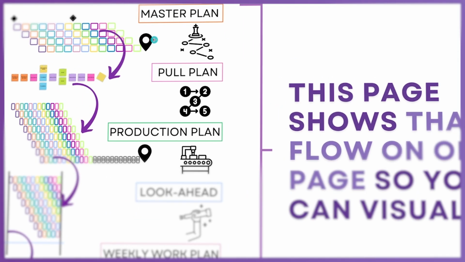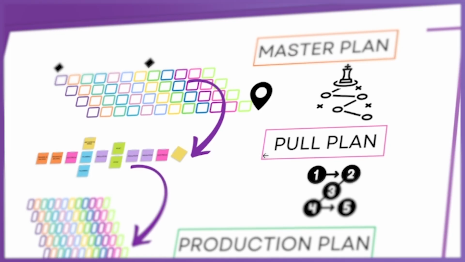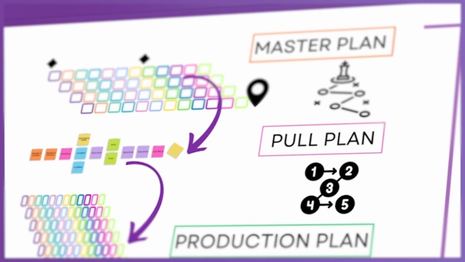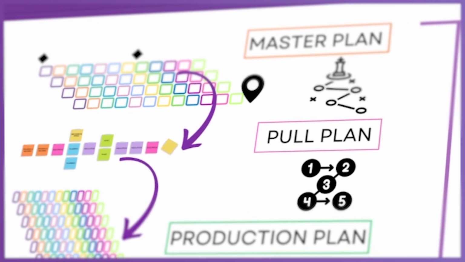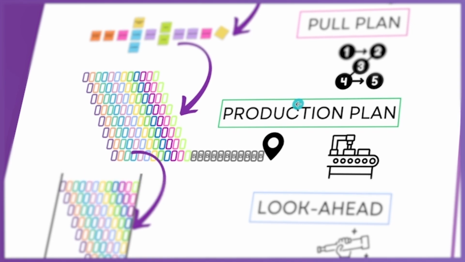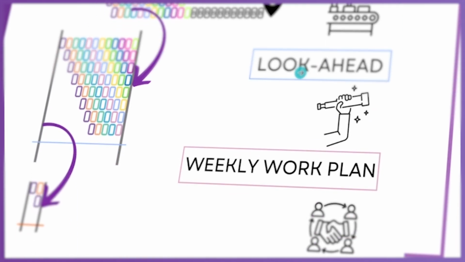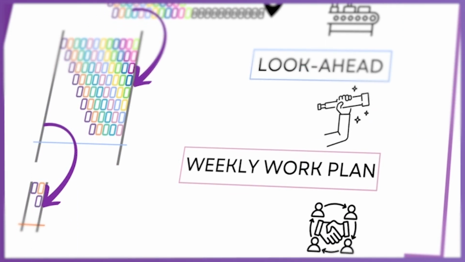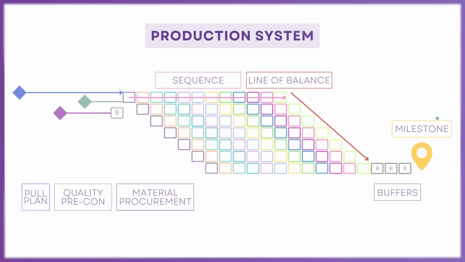So in summary, we have our master plan, our pull plan by the right number of zones. So you determine with your trades not only the pull plan but the zoning strategy. That gives you your production plan with buffers and allows you to have a vertically aligned look ahead, weekly work plan, and you can jam out in the system. And that's why I love, love, love it.